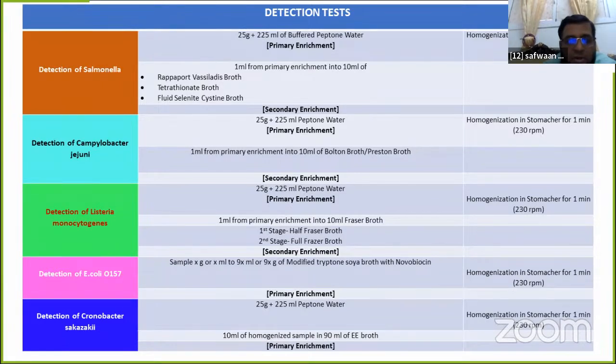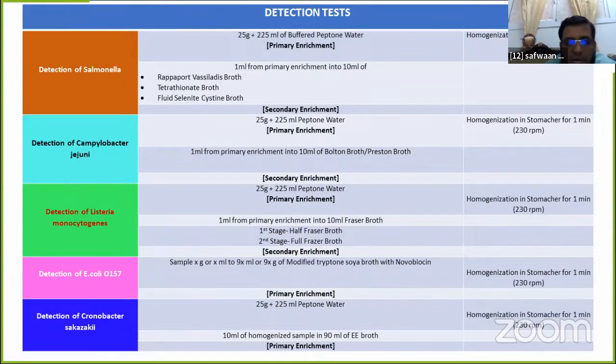Then from the primary enrichment, we take 1 ml and inoculate it in 10 ml of secondary media. We have three options here for Salmonella: Rappaport Vassiliadis broth, tetrathionate broth, and selenite cystine broth. Any one we can select here. This is called secondary enrichment. Then coming to Campylobacter, you can see the first step is the same, 25 grams, but for the second step, the 10 ml of the media is changed.